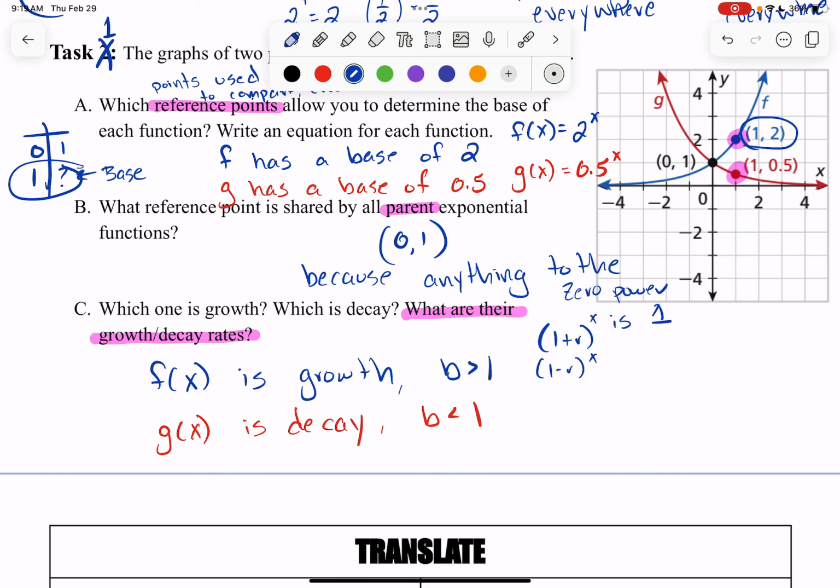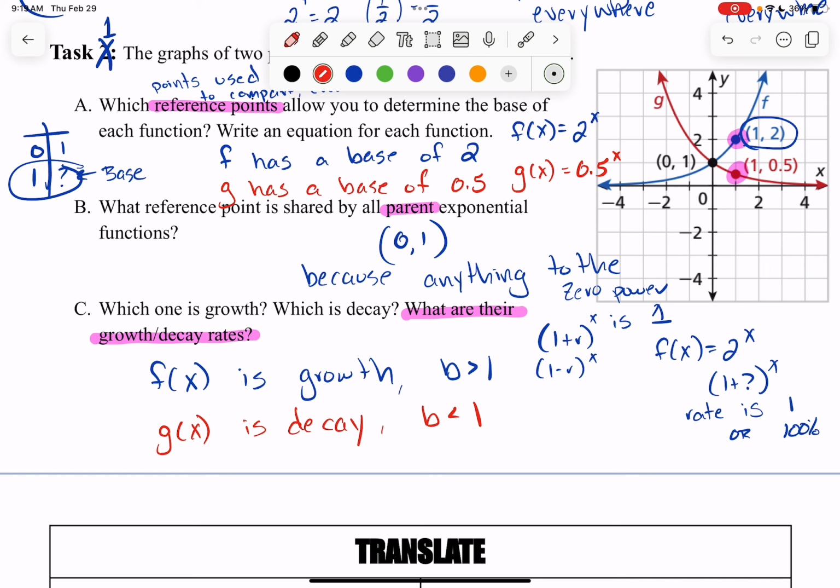Okay. So for my blue one, my base is 2. So remember, f of x equals 2 to the x. So basically 1 plus what, to the x, is the same as this? Well, 1 plus 1. So my growth rate is 1, or that would be 100%. So this one doubles each time. It grows by its full amount each time. So the rate is 1, or as a percentage, 100%.